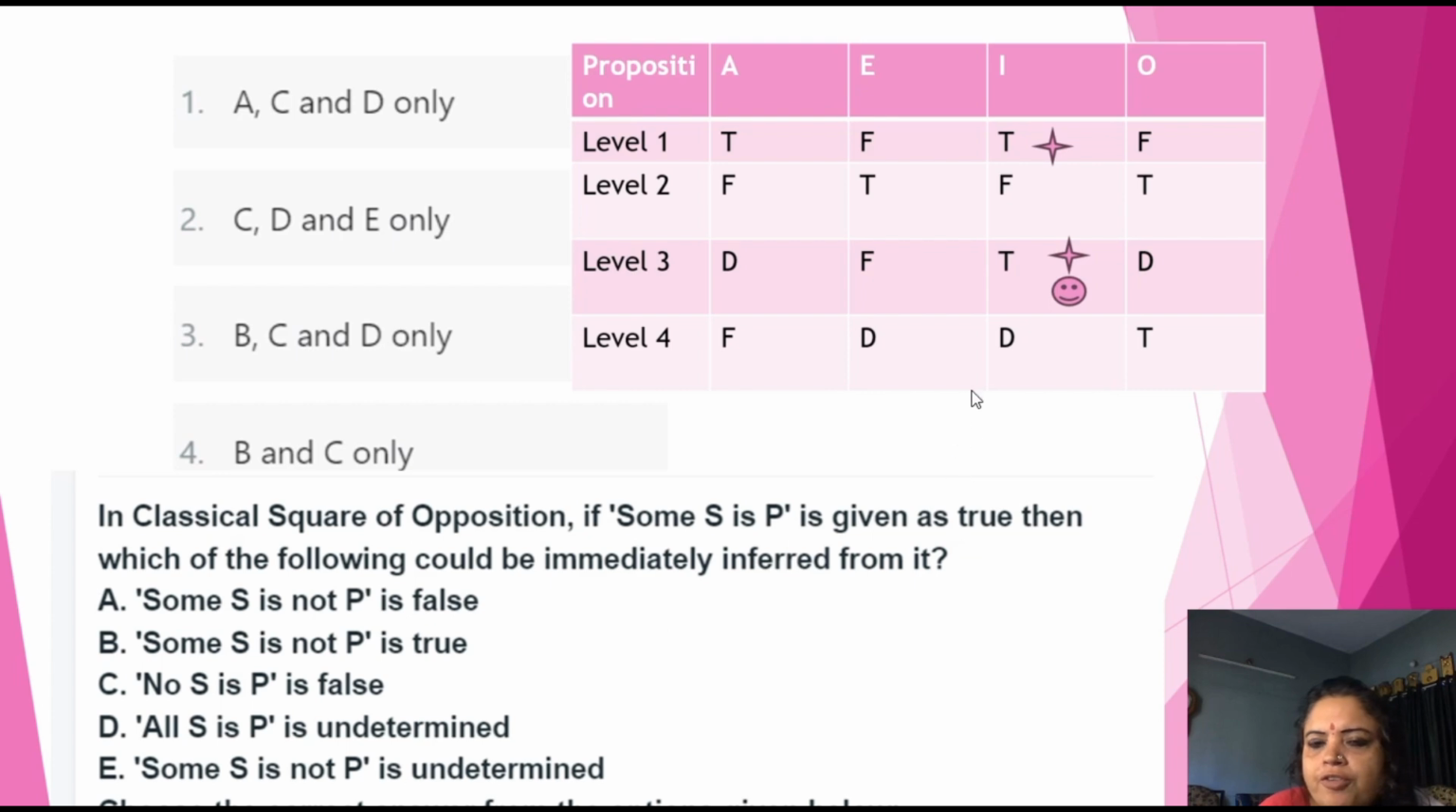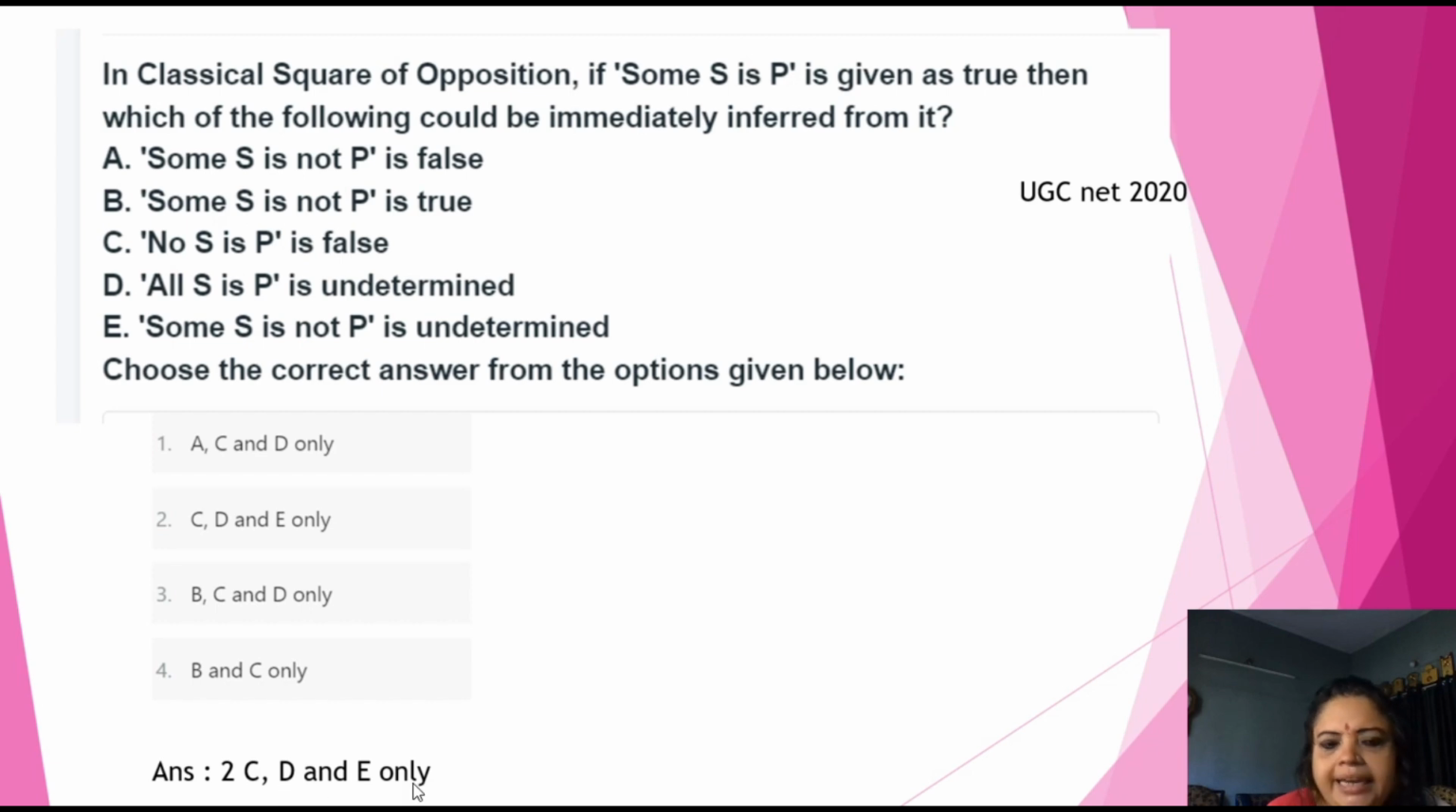"Some S is not P is false": is it false? "Some S is not P" is not false. It is coming as an O statement, isn't it? So A is not the answer. "Some S is not P is true" is also not correct, isn't it? Then "no S is P is false" is correct, because the E statement is false. Then "all S is P is undetermined" is correct. That is D, also correct, because undetermined is coming up. So the answer is C, D, and the last one, "some S is not P is undetermined," is also correct. So C, D, and E is the answer. We have already given the answer as option 2: C, D, and E only.